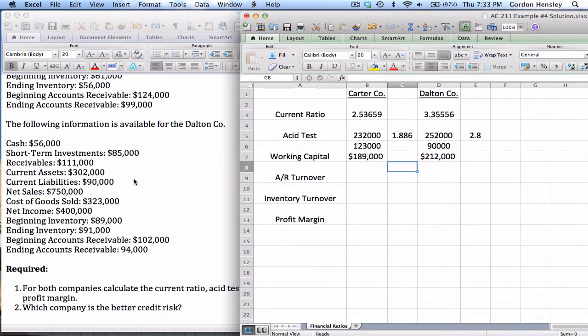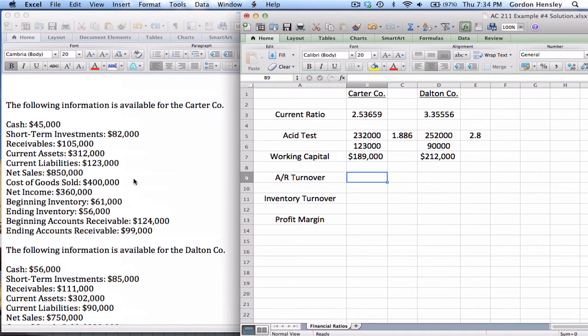Now the way this is interpreted, the working capital is simply the money that we have to work with. It's the money we have above our debts, above our liabilities. So they both are in pretty good shape, $189,000, $212,000, but still a definite slight edge over toward Dalton Company. So far it looks like Dalton is ahead.